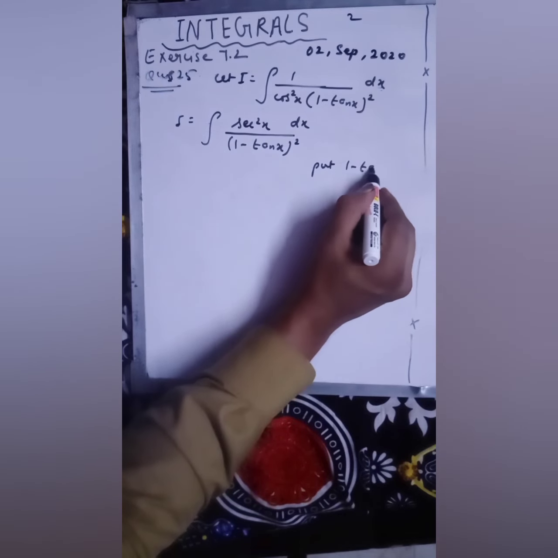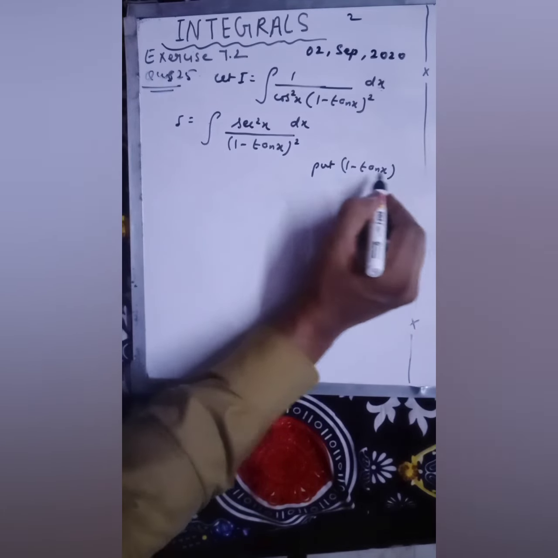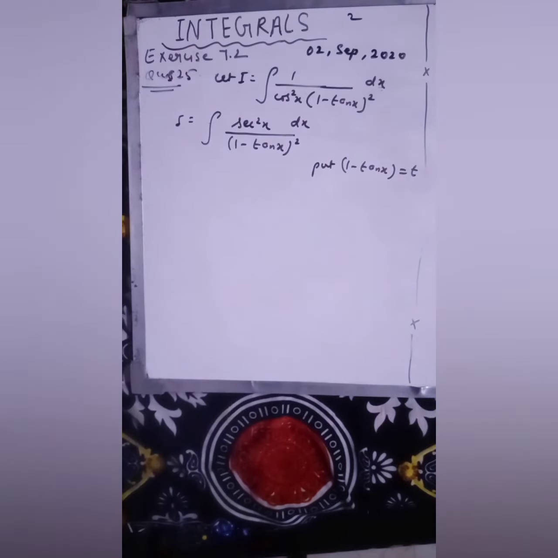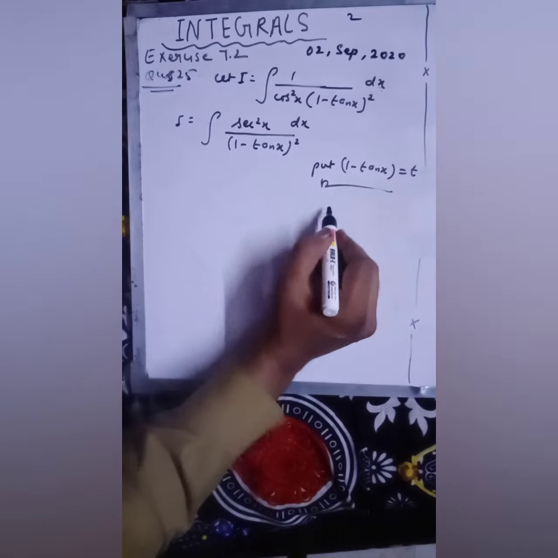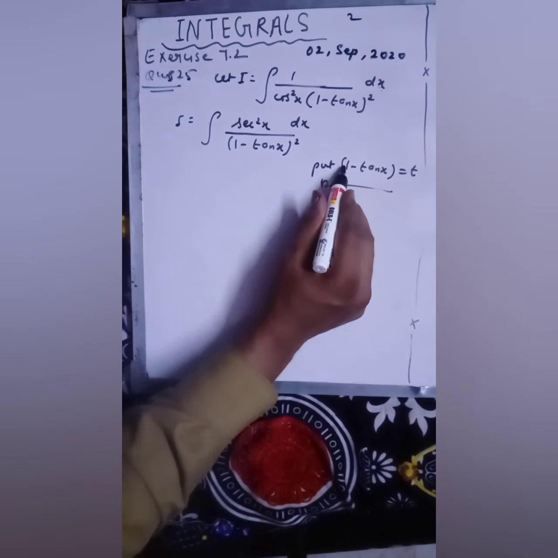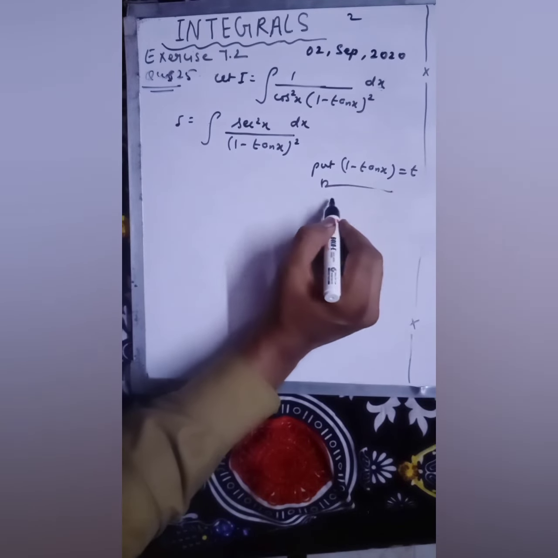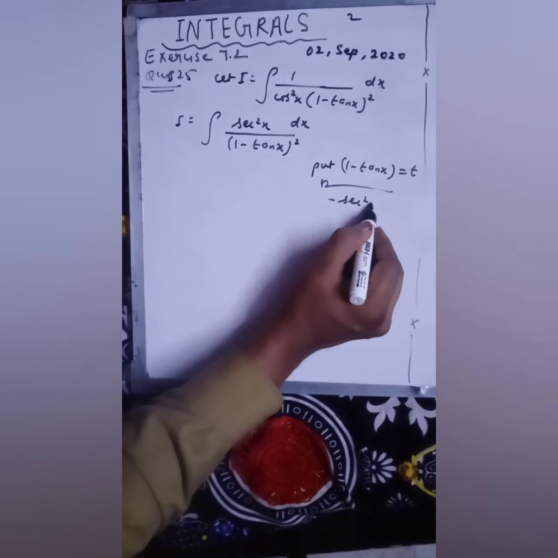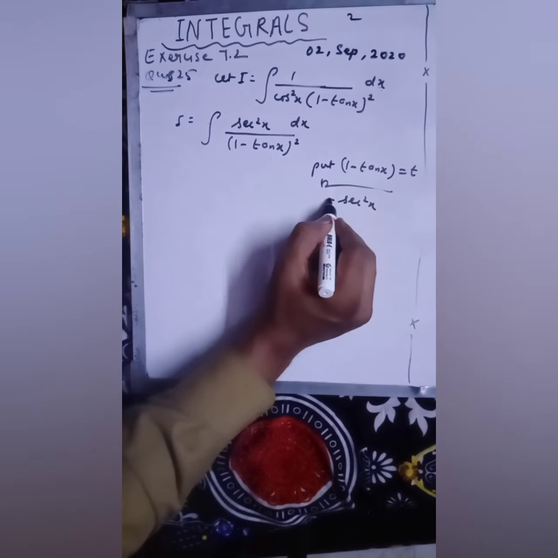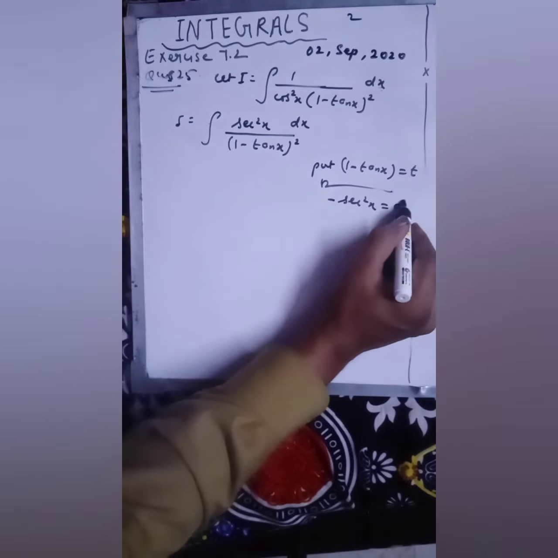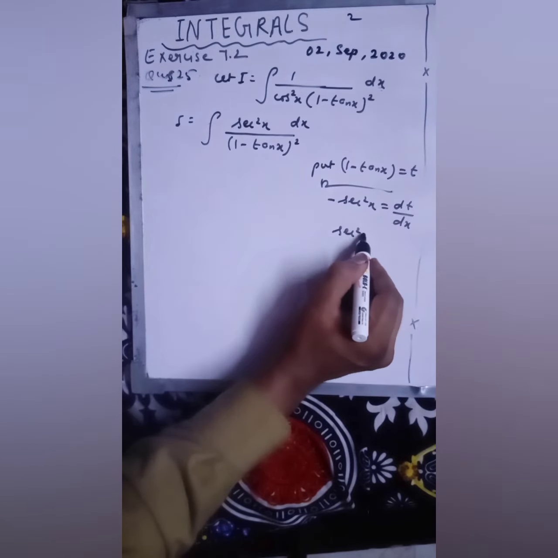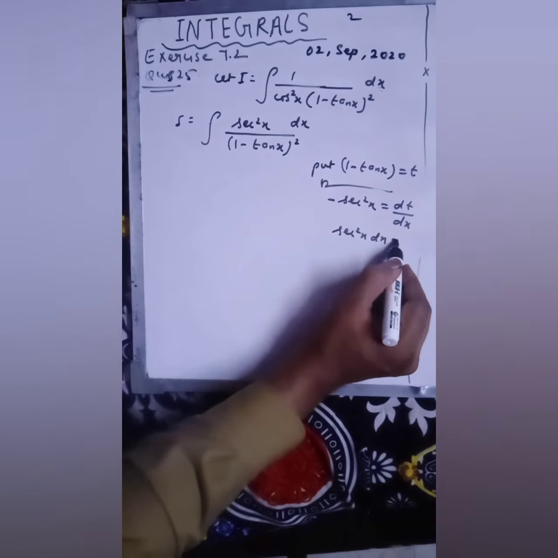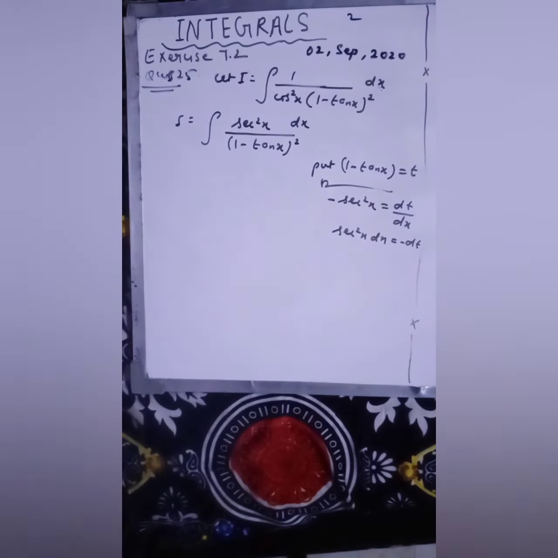Now we're putting 1 minus tan x equals t. Now differentiate both sides and you will get the derivative of 1 as 0, minus the derivative of tan x, which is sec square x. This negative sign is this, that is equal to dt over dx. So your sec square x into dx would be minus dt.